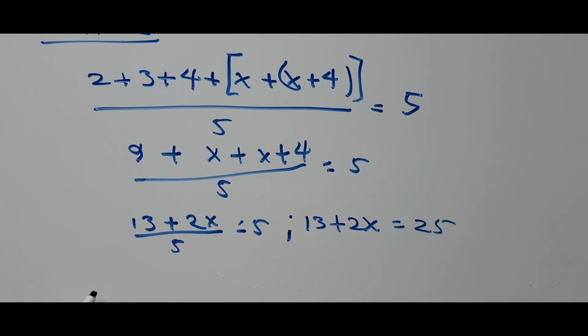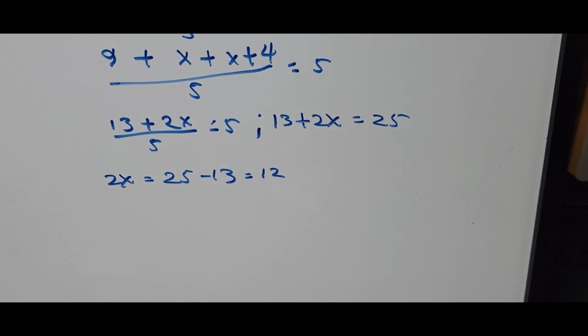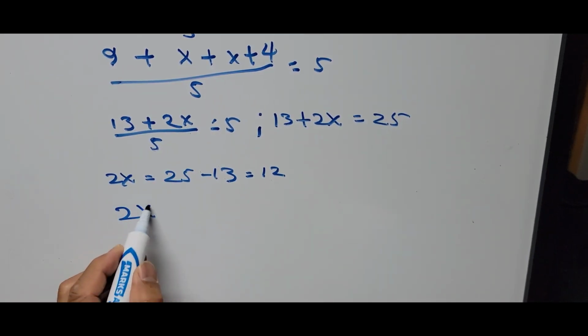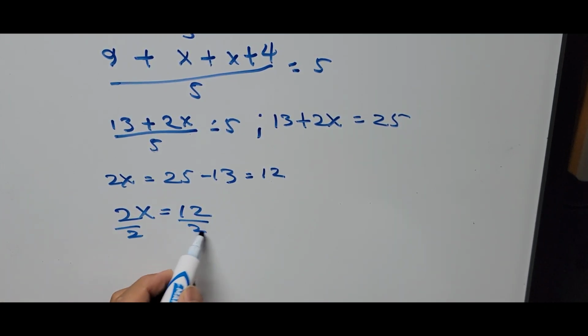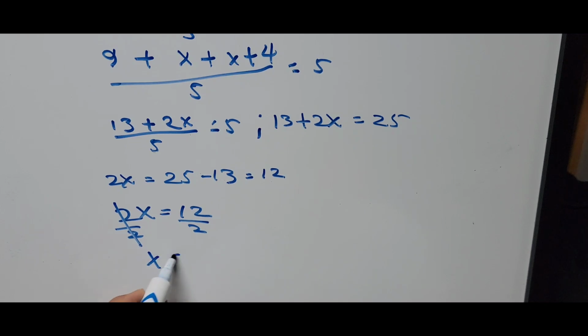So we're going back to the left side. We're transposing 13 to the other side, it will become negative, from positive to negative. So that is now 2x equals 25 minus 13. And 25 minus 13 is 12. So this is now 2x equals 12. Simplify further, we divide by 2 both sides of the equation. x is equal to 12 divided by 2, which is 6. So that's the first added value. x is equal to 6.